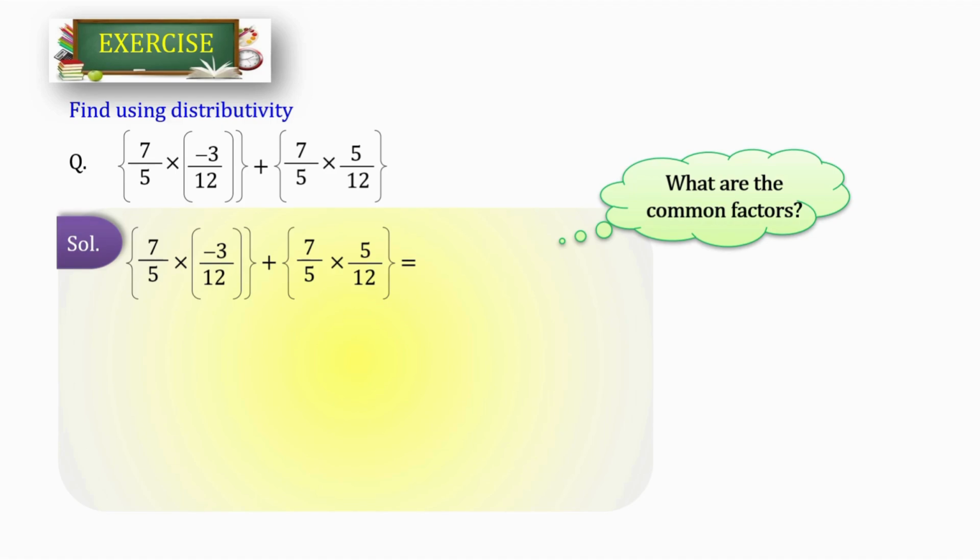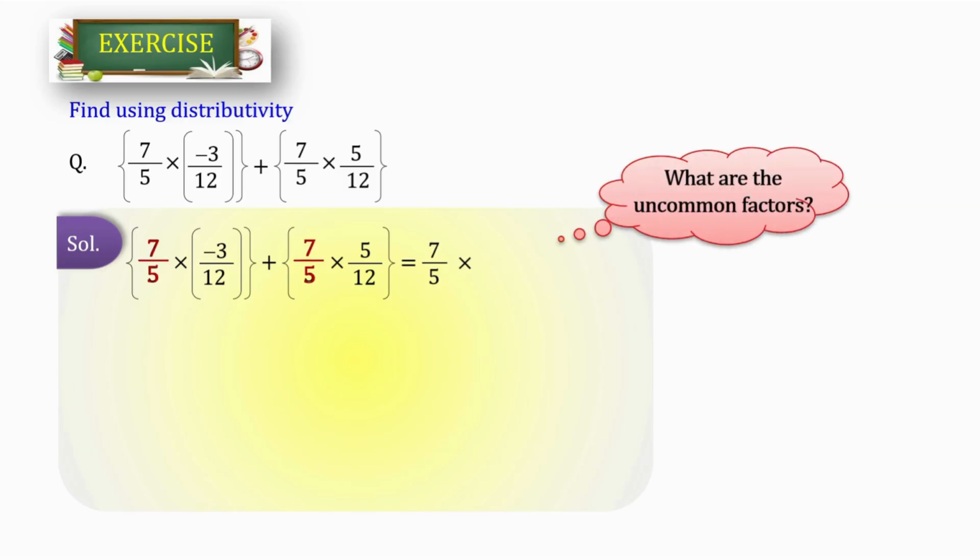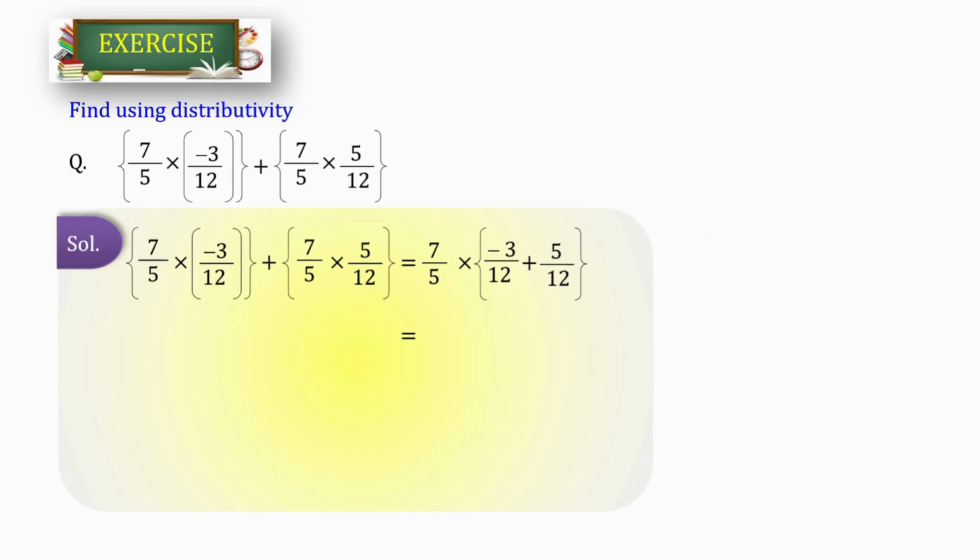So now 7 by 5 within bracket multiplied by minus 3 by 12 plus 7 by 5 into 5 by 12. So now we need to find the common factors. So here the common factor is 7 by 5. Now we need to find the uncommon factors. So the uncommon factors are minus 3 by 12 and 5 by 12. So now we will add these uncommon factors together.